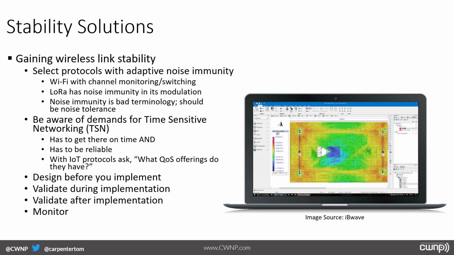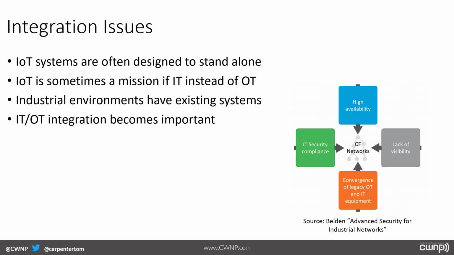Then while we're implementing, we're validating, and then when the whole thing's there, we're validating, making sure everything is good. And then we need to do ongoing monitoring. Some of that would hopefully be automated so we get some noise immunity built in, but we need to do monitoring after the fact. All right, let's talk about our last of the big three, and that's integration issues.